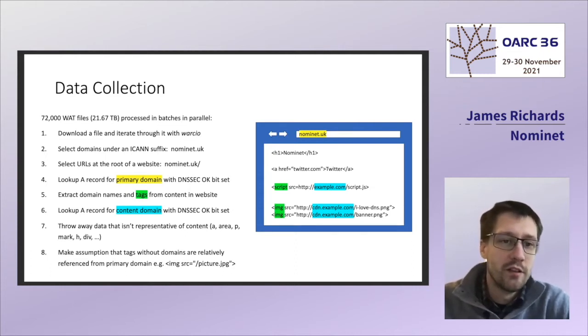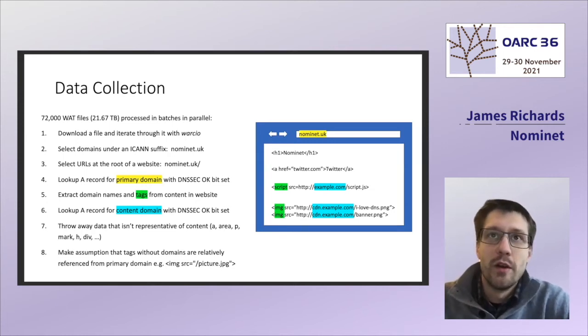I began by iterating through each file and selecting those domains below an ICANN suffix and at the root directory of a website. There's a lot of websites that are presented at a subdomain level or on a specific path, maybe like a specific blog article, for instance. I didn't want to double count, so I'm hoping that this normalization step I'm doing at 2 and 3 allows me to compare apples with apples. For each website that passed those tests, I looked up the primary domain with the DNSSEC bit set, to see if there was a signature present. I then analyzed all the tags and the hyperlinks within the content of the website itself and looked those up with the DNSSEC bit set as well.